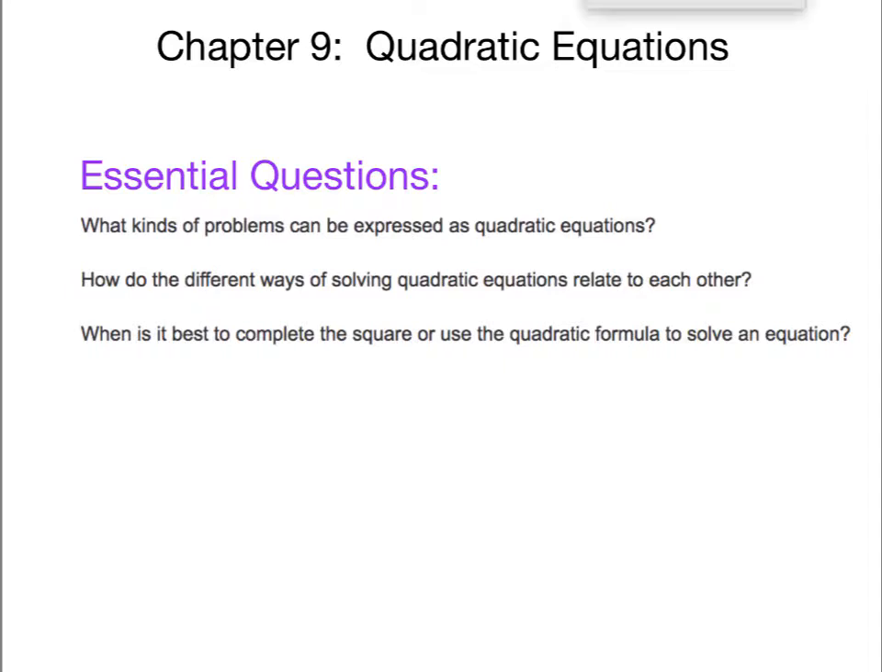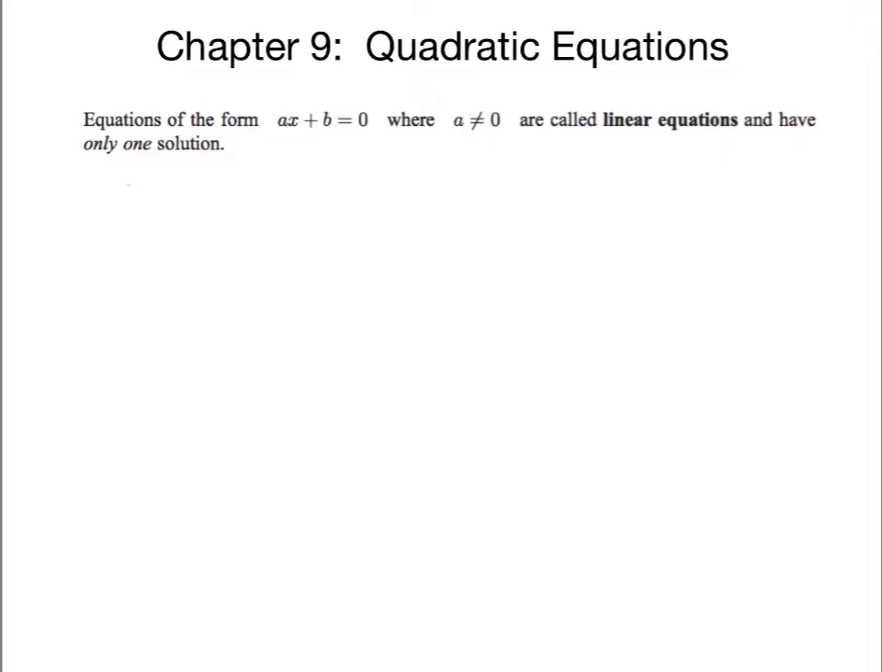Let's begin. Before we begin solving quadratic equations, let's review a method of solving equations we already know how to do, and that's solving linear equations. Now remember, linear equations are equations like ax plus b is equal to 0. Those equations where you have a single x raised to the first power, and there's only one solution to these problems. To review this, let's look at the example problem 2x plus 5 equals 0.